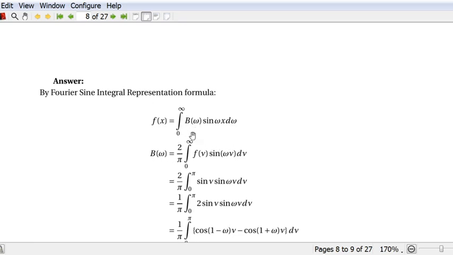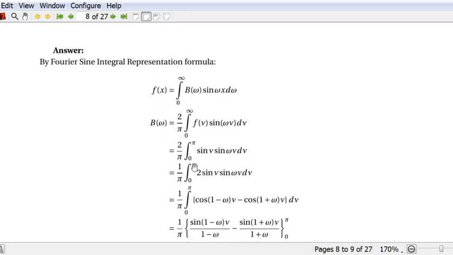The Fourier coefficient b of omega is given by 2 by pi integral 0 to infinity f of nu sin omega nu d nu. Here f of x is sin x, and so we replace f of nu by sin nu in the range 0 to pi. Here I put these two inside this integration. So we have integral 0 to pi 2 sin nu cos omega nu d nu.